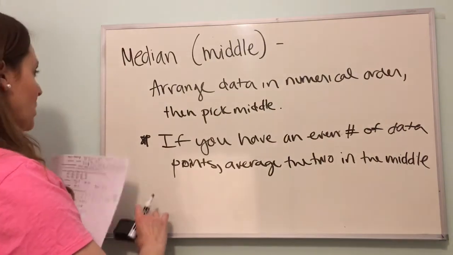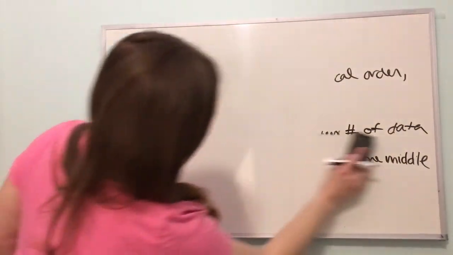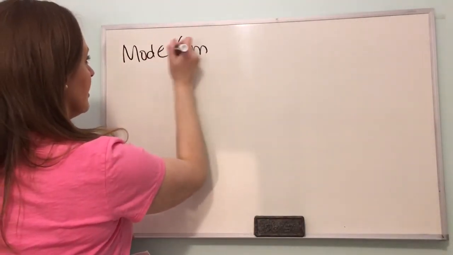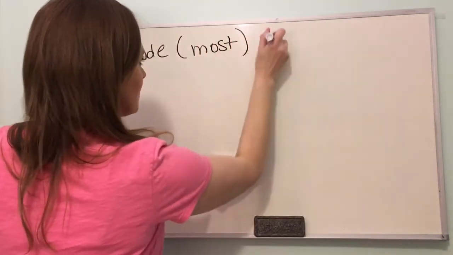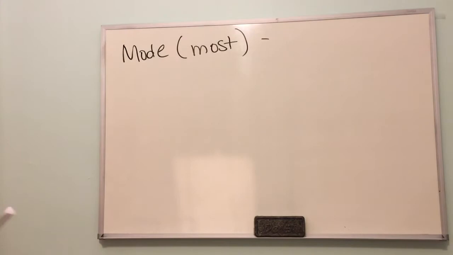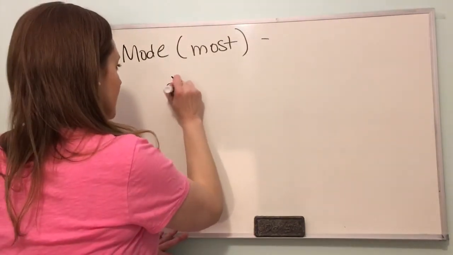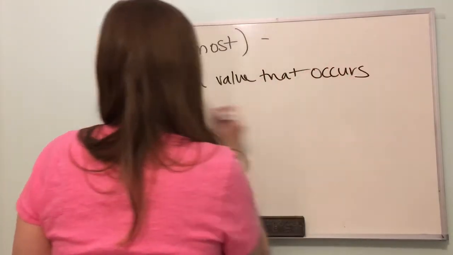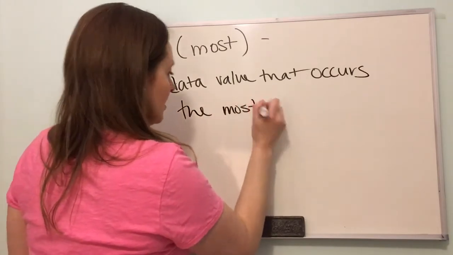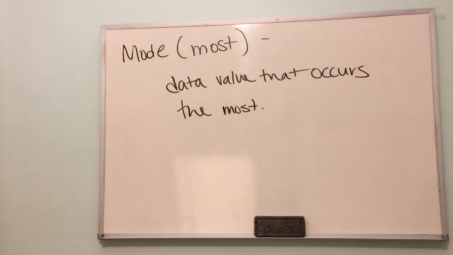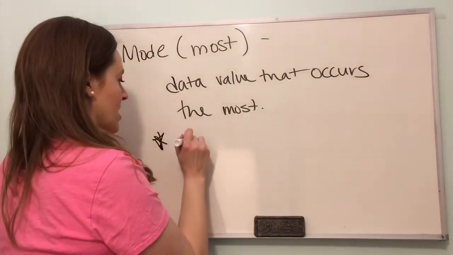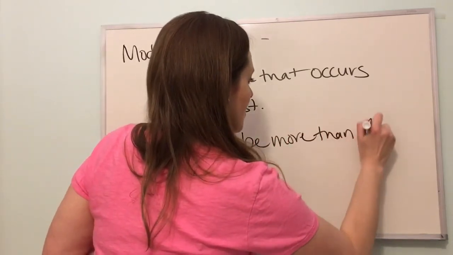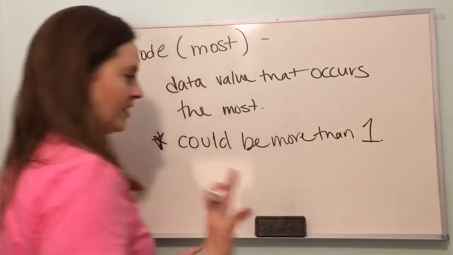And now let's do the mode. Mode sounds like most. So it's the one that happens the most. The mode, M-O-D-E, sounds like most. It's the one that occurs the most. I'm going to say the data value that occurs the most. Again, we'll do examples, I promise. Okay, and there could be more than one. So that's my little asterisk here. There could be more than one. That's fine.